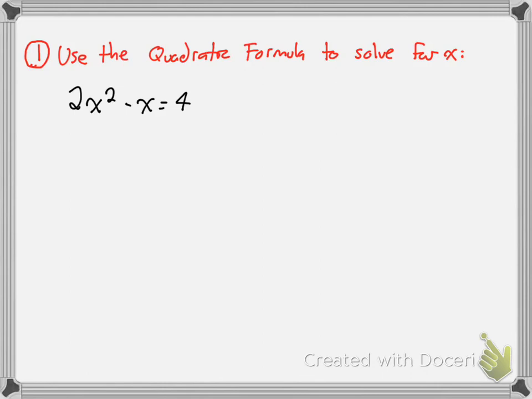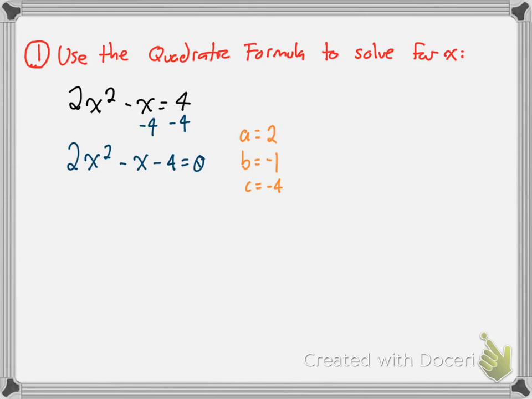So in these problems, unlike with completing the square, I'm going to want to get everything to the same side to solve it. So I'm going to subtract the 4 on both sides, and I'm going to be left with 2x squared minus x minus 4 equals 0. I want to do that because now I can easily see what my a, b, and c values are. My a value is 2. My b value is negative 1, and my c value is negative 4. I would always recommend writing this down because that'll help when you're plugging this stuff into this big formula.